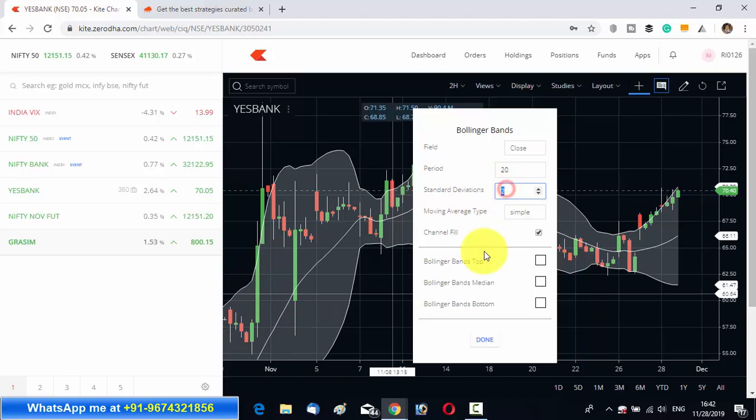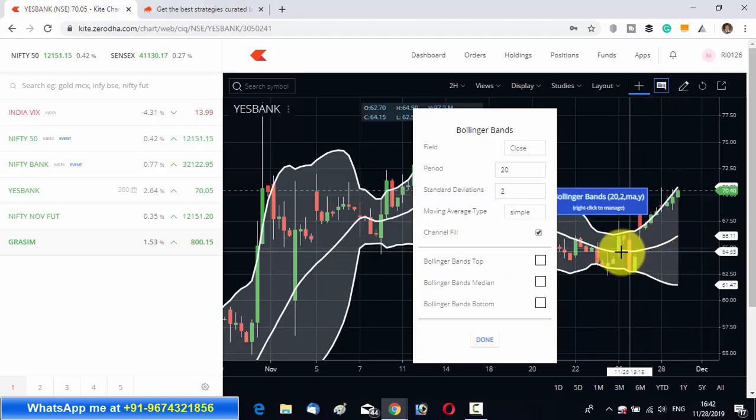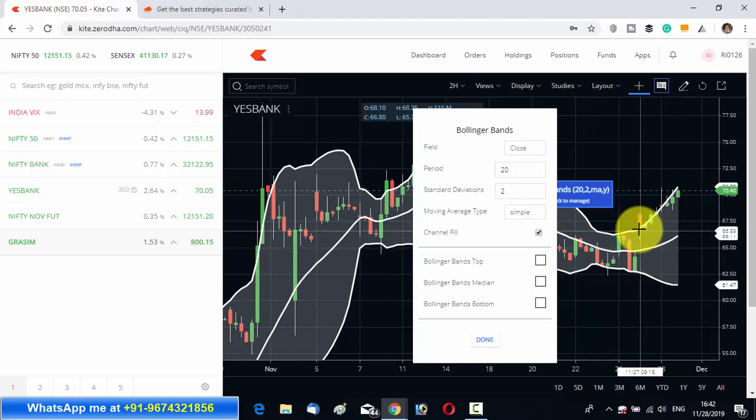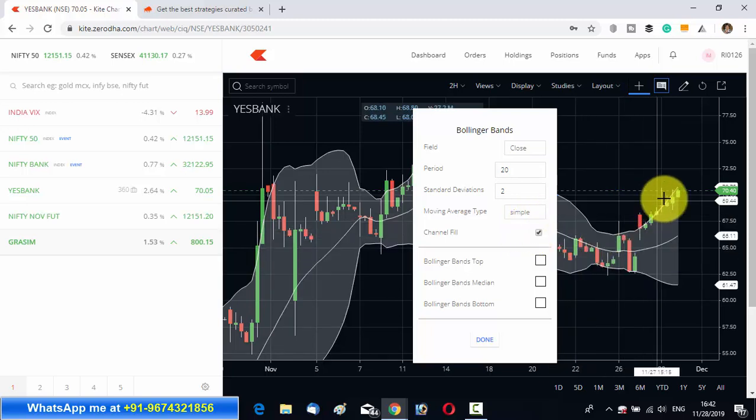and the standard deviation is 2, and moving average type is simple. So that means this middle band is 20 period simple moving average, the upper band is middle band plus 2 standard deviation, and the lower band is middle band minus 2 standard deviation. So in this way the bands are formed.